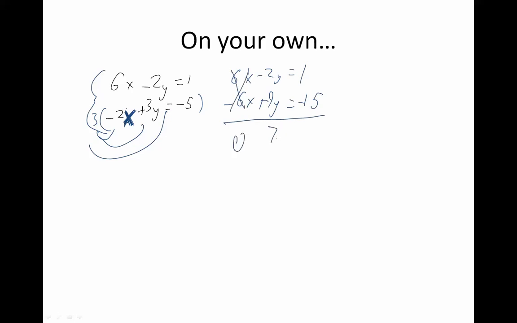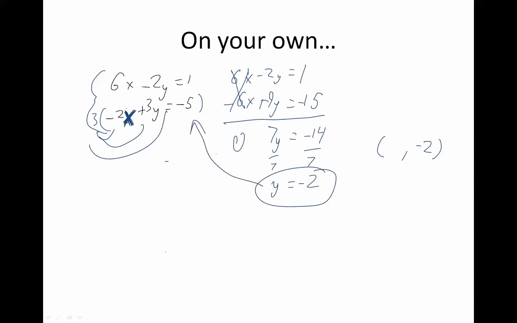That puts me in a fantastic situation because that becomes 0. This becomes 7y, and this becomes negative 14, adding them all together. Solving for this equation now, we hit y equals negative 2. I have half of my solution. I then need to take that value and plug it into my favorite equation up there. I'm going to plug it into the top one this time.